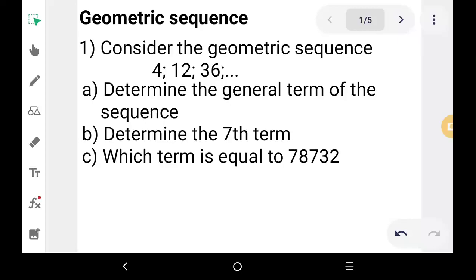Hello, grade 12s. In today's lesson, we'll be looking at the geometric sequence. Let's get right to it.